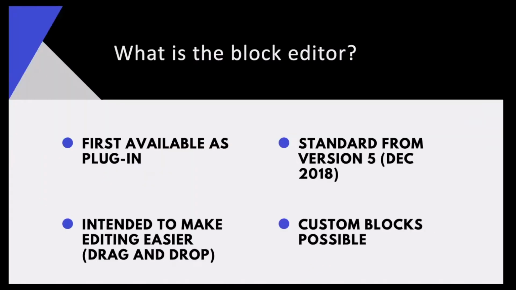So what is the block editor for starters? The block editor, or Gutenberg editor, was first made available as an additional plugin in WordPress that you could test out and install. It then became the standard editing tool from version 5 of WordPress, which was released in December of 2018. The block editor was brought in to make editing easier, to make it more of a drag and drop experience, and to maybe solve some of the problems which led to the creation of these page builders in the first place.